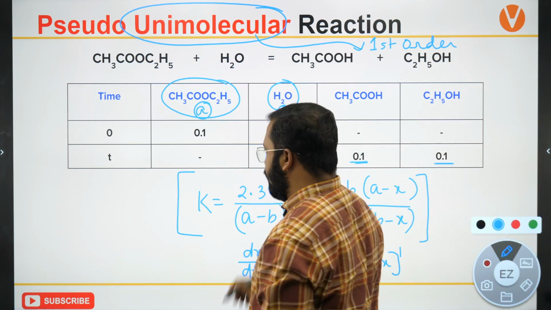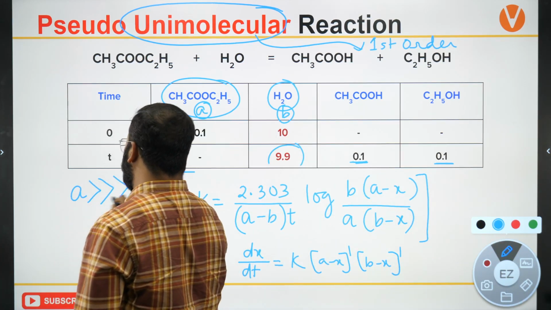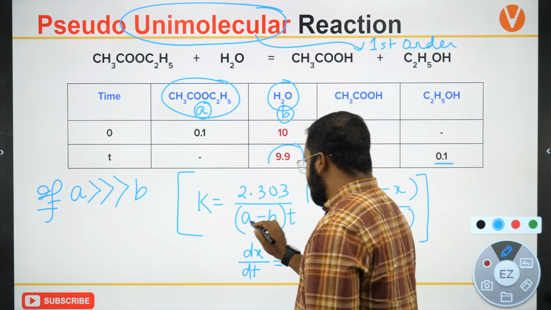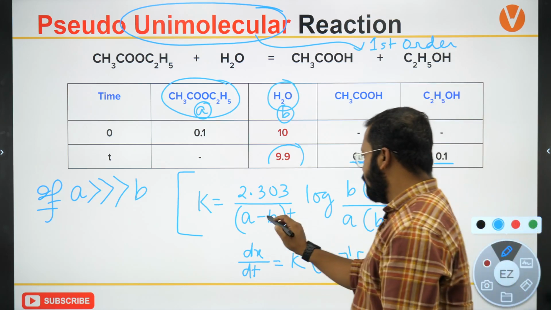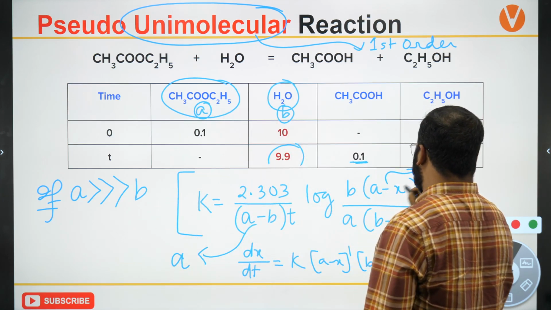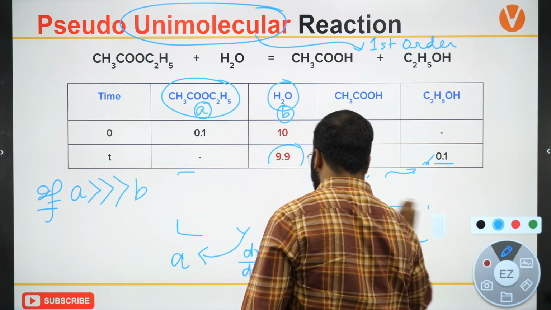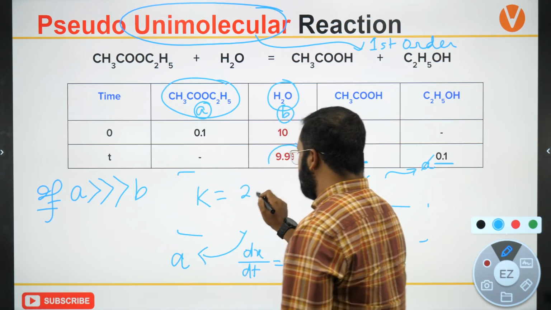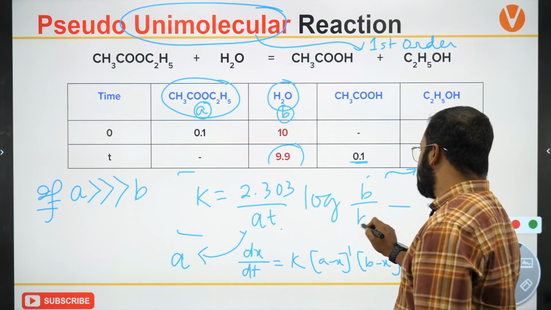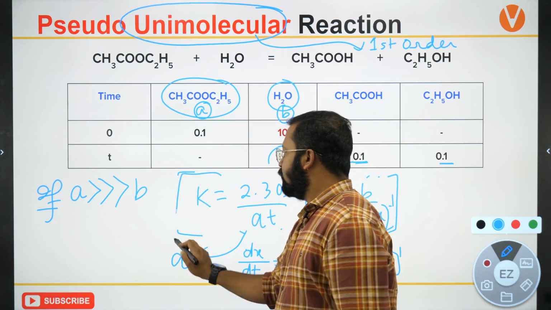Now assume that one of the reactant is taken in excess. A is excess. A is very large as compared to B. If A is very large as compared to B, what will happen? That A minus B will be nearly equal to A minus x will be nearly equal to a, this will get cancelled, or a minus b will be nearly equal to a. What I will be getting is an equation which will look like this. K will be equal to 2.303 upon a times t log of b by b minus x. We'll get an equation like this.